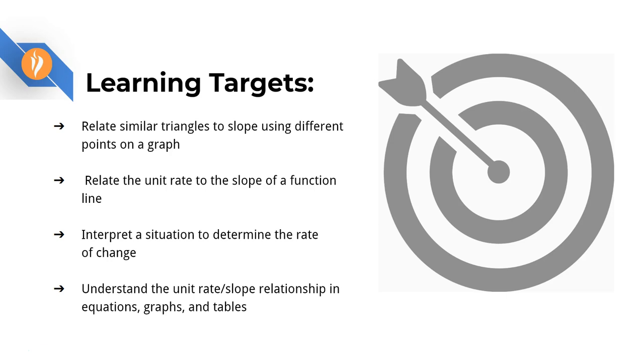How about our learning targets? I think we did these pretty well. Can you relate similar triangles to slope? Can you relate the unit rate to the slope? How about interpreting a situation to determine the rate of change, like those tables? Or those last questions we looked at? How about understanding the unit rate or slope relationship in equations, graphs, and tables? I hope you got all those learning targets. If you didn't, feel free to go back and review different parts of this video.